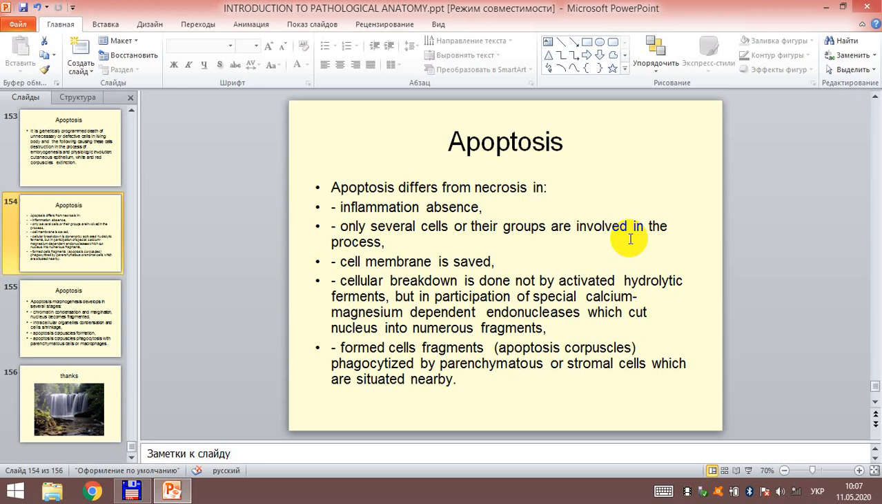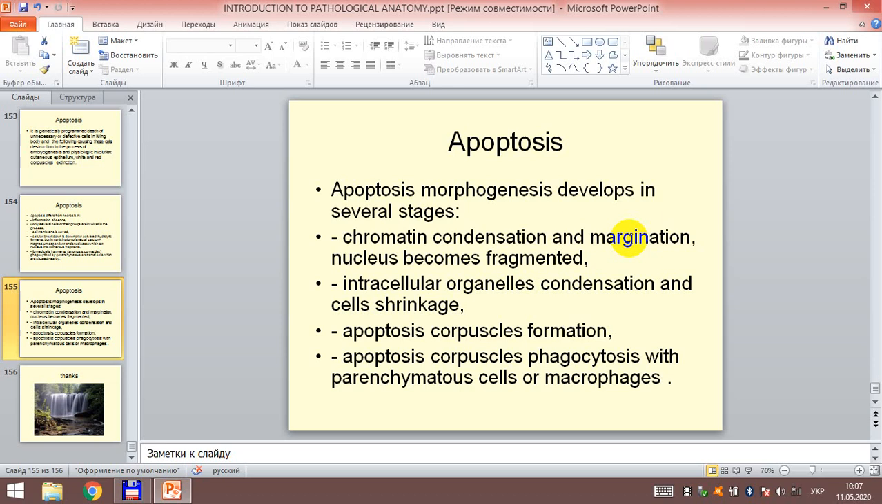Apoptosis morphogenesis develops in several stages. First, chromatin condensation and margination, the nucleus becomes fragmented. Next, intracellular organelles condensation and cell shrinkage. Then, apoptotic corpuscle formation. Then, apoptotic corpuscle phagocytosis by parenchymatous cells or macrophages.